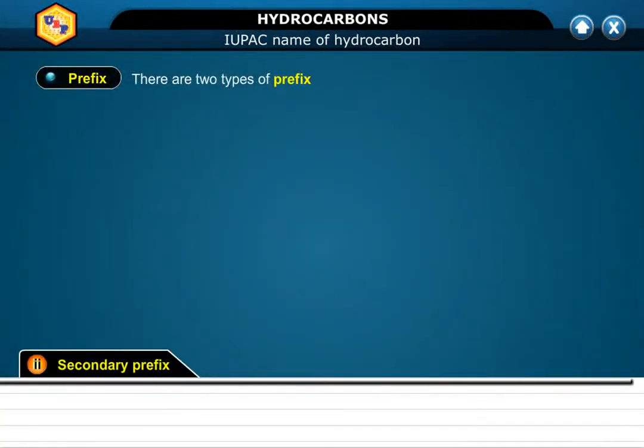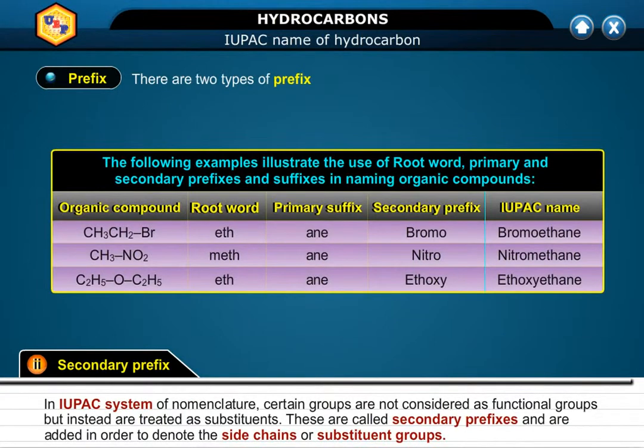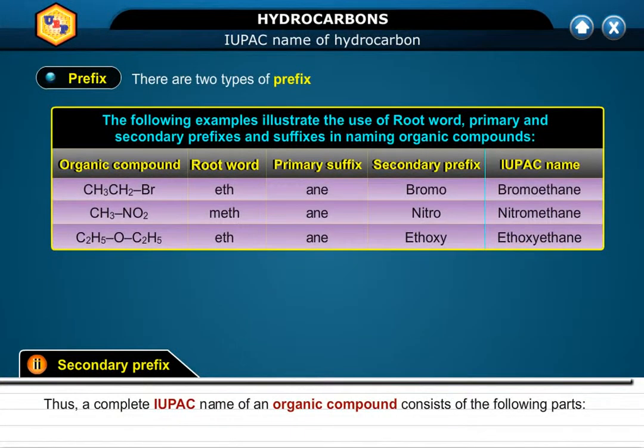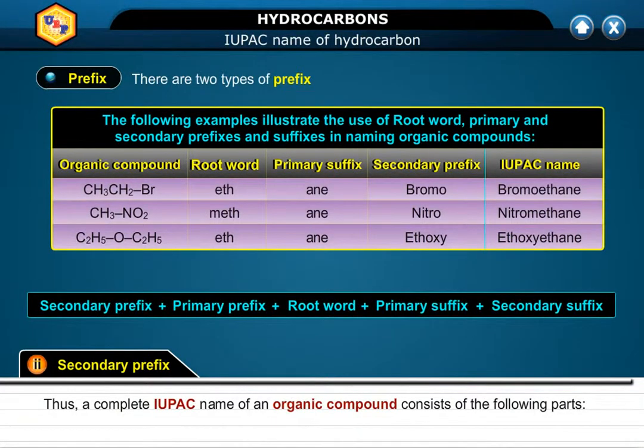Number 2, secondary prefix. In the IUPAC system of nomenclature, certain groups are not considered as functional groups but instead are treated as substituents. These are called secondary prefixes and are added in order to denote the side chains or substituent groups. Thus, a complete IUPAC name of an organic compound consists of the following parts: secondary prefix plus primary prefix plus root word plus primary suffix plus secondary suffix.